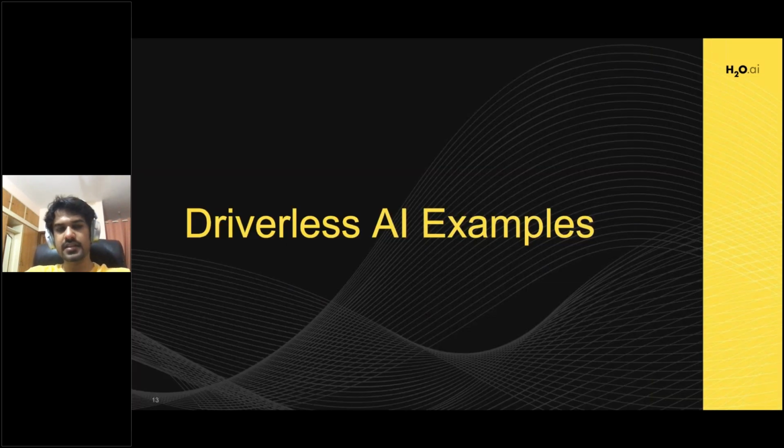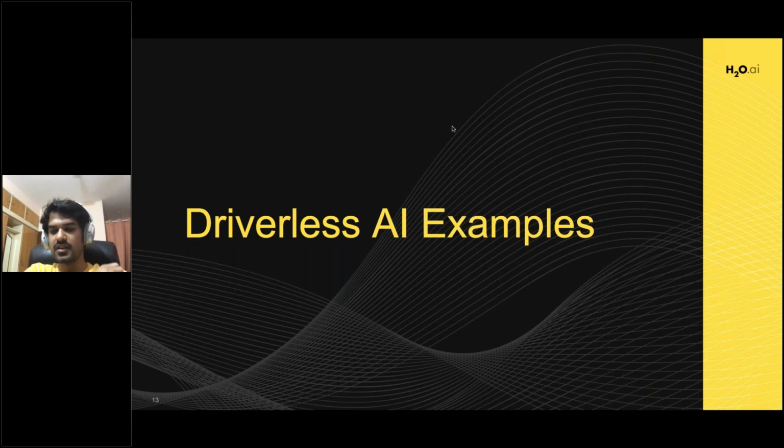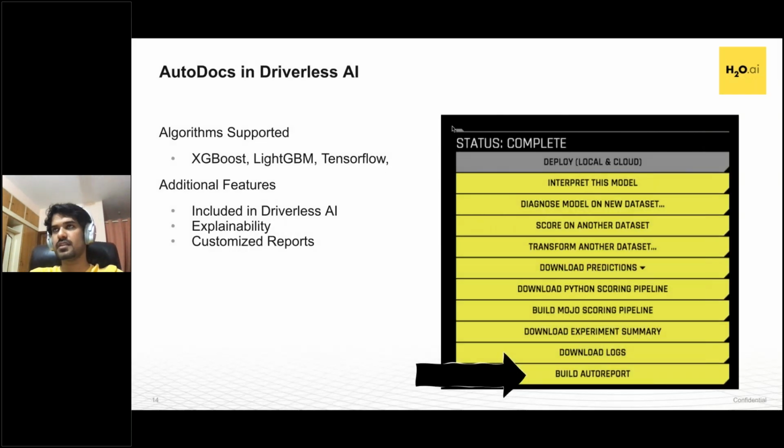Next we'll go through a couple of examples of how the AutoDoc looks for driverless AI models. This is where everything began. This is an enterprise product, and many of our customers came back to us wanting their models to be well documented so that they can use it for internal use as well as to submit it to regulatory bodies. So we built AutoDoc and integrated it into driverless AI.